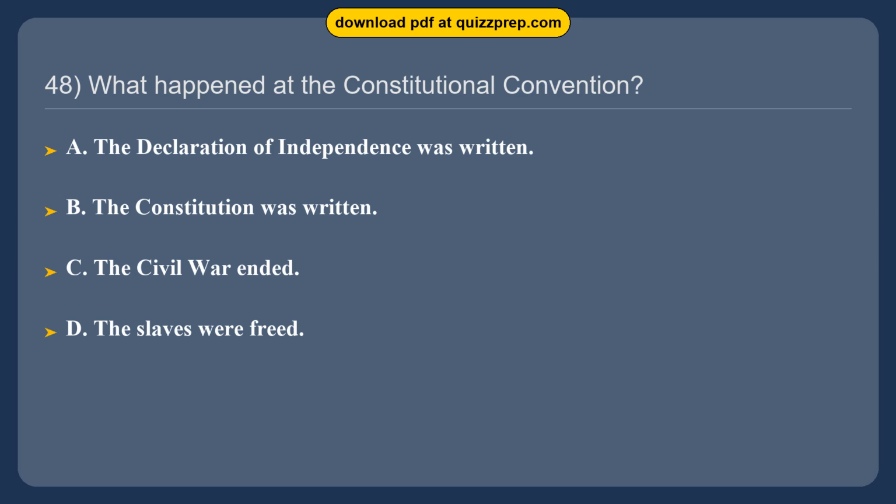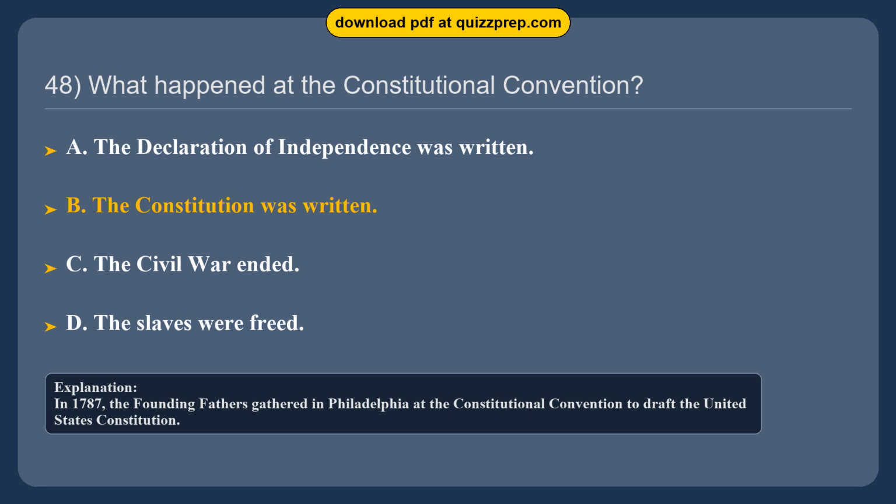Question 48. What happened at the Constitutional Convention? Option A, the Declaration of Independence was written. Option B, the Constitution was written. Option C, the Civil War ended. Option D, the slaves were freed. The correct answer is option B, the Constitution was written. In 1787, the Founding Fathers gathered in Philadelphia at the Constitutional Convention to draft the United States Constitution.